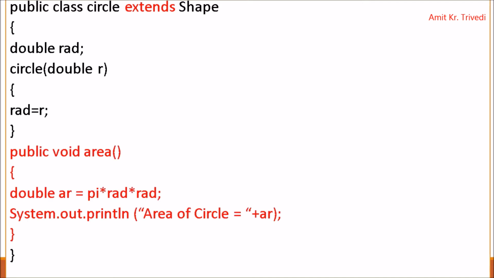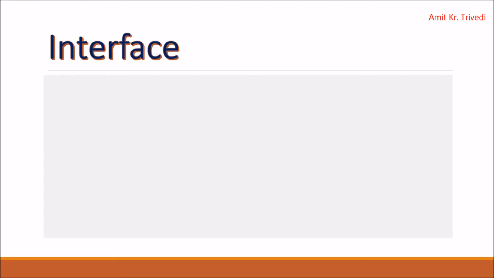So we will define it. Here you can see public void area, then double ar equals pi, that is the variable of class Shape, times radius squared, pi r square, you all know this thing, and then we can display the area of the circle. So this is simply the implementation of the function area in its derived class.